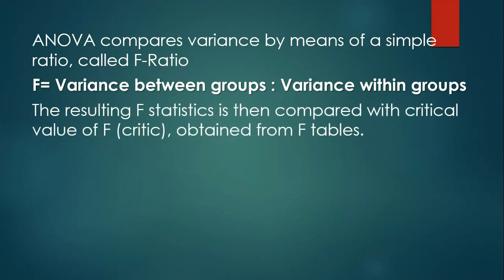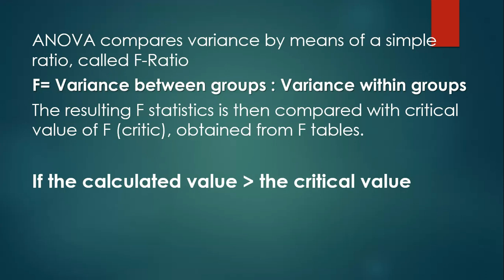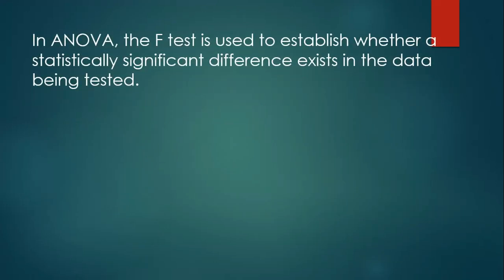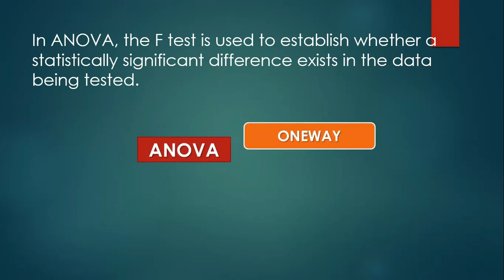The fundamental strategy of ANOVA is to systematically examine variability within the groups being compared and also examine variability among the groups being compared. The resulting F statistic is then compared with the critical value F obtained from the F tables in much the same way as we have done with the t. Same as in t-test, if the calculated value exceeds the critical value at the appropriate level of alpha, the null hypothesis will be rejected. In ANOVA, the F-test is used to establish whether a statistically significant difference exists in the data being tested. The ANOVA can be of two types, one-way ANOVA or two-way ANOVA.